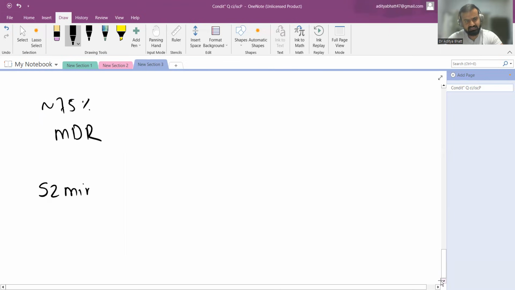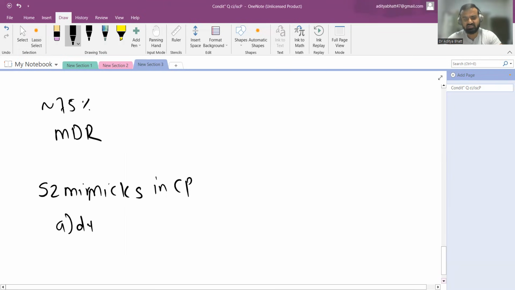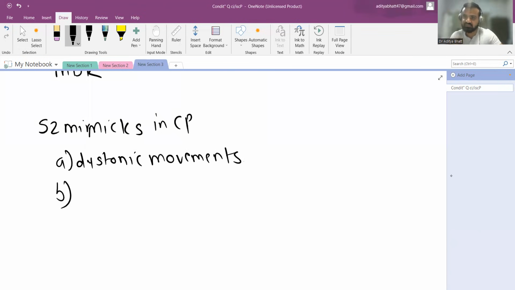Seizure mimics in CP. We have done an entire lecture on seizure mimics, but seizure mimics in CP are different. What are these? Firstly, the child makes dystonic movements, so it might be confused with seizures. In many quadriplegic CP children, you will find the child making such noise. See, I'll show you. Something like that noise. So that is a dystonic movement.